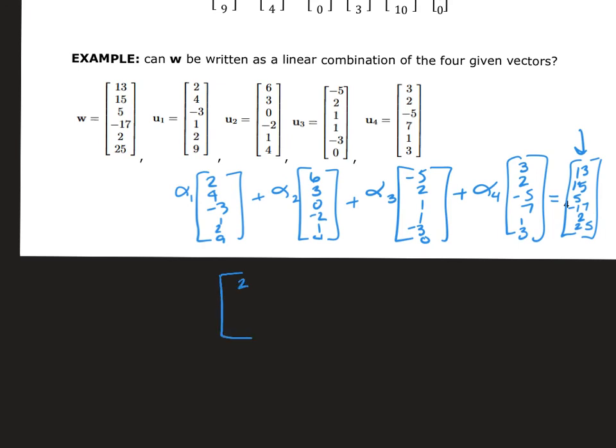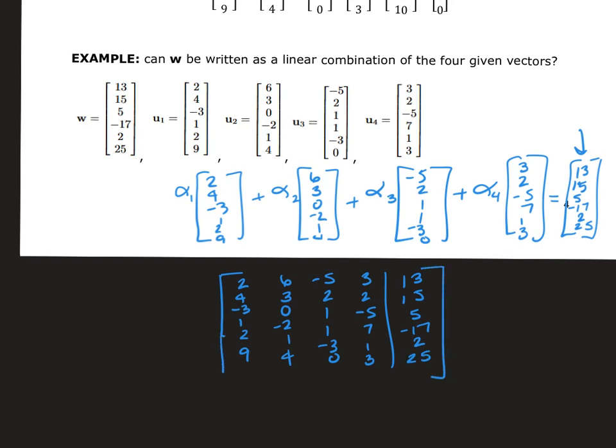So I would have 2, 4, -3, 1, 2, and 9, and then I would have the 6, 3, 0, -2, 1, and 4, -5, 2, 1, 1, -3, 0, 3, 2, -5, 7, 1, and 3, and then of course I'm going to augment on with the 13, 15, 5, -17, 2, and 25.